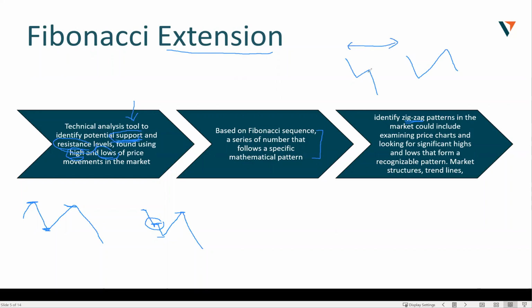The reason why it's important to identify this pattern is because we need to use these turning points, right? So all the turning points that we have over here would be used to project our extension levels. I'll go into deeper detail as to how we project these levels, but just understand for now that we focus on zigzag patterns because we need to use the turning points of the zigzag pattern in order to project these levels.